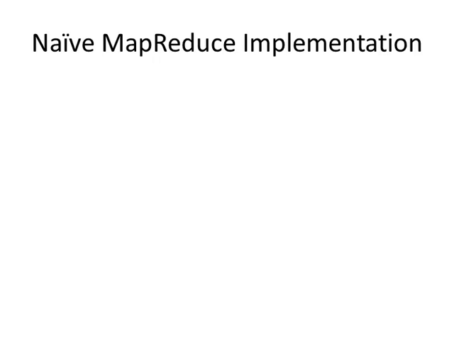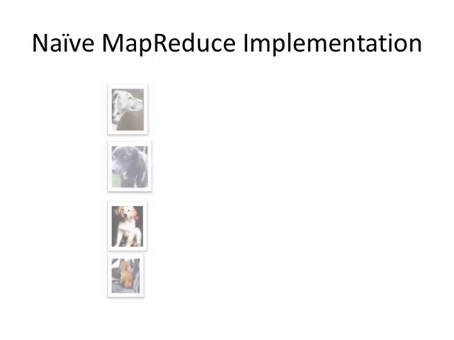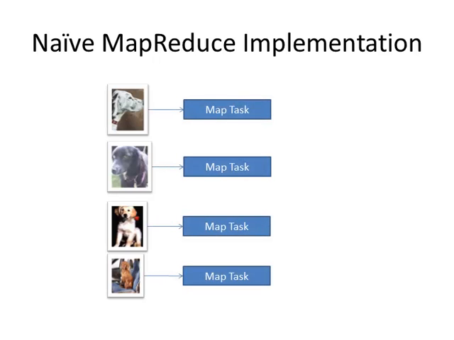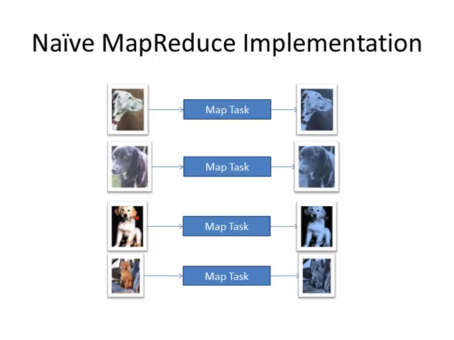Let us look at a naive implementation of an image processing system in MapReduce. In the naive implementation, we send each image file to its own map task, which then processes each image independently and produces the output. Please note that a reducer is not required here, as the computation can be applied on each image independently.